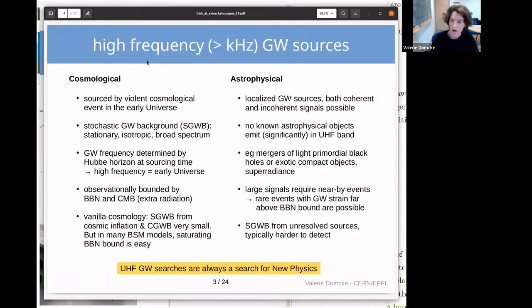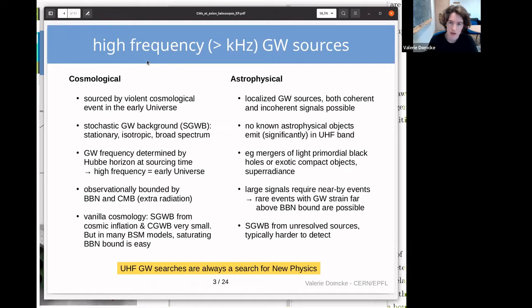On the astrophysical side, what we have in mind is some localized gravitational wave source, meaning the gravitational wave is coming to us from a very specific direction because there was some event in that part of space-time. So for example, there were two black holes merging. This is what we've seen with LIGO.